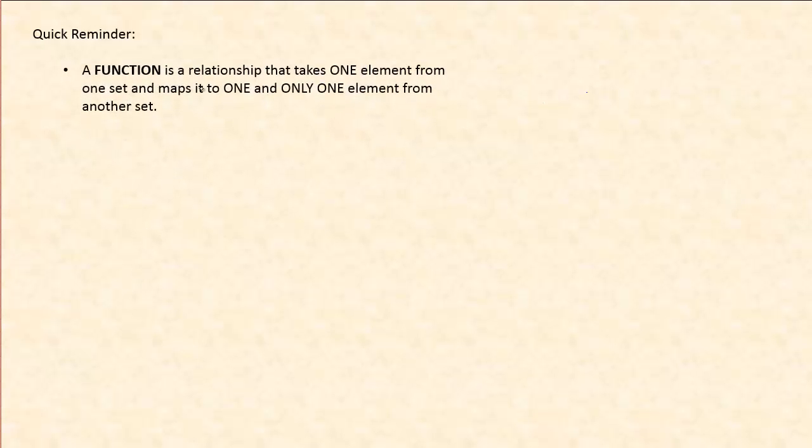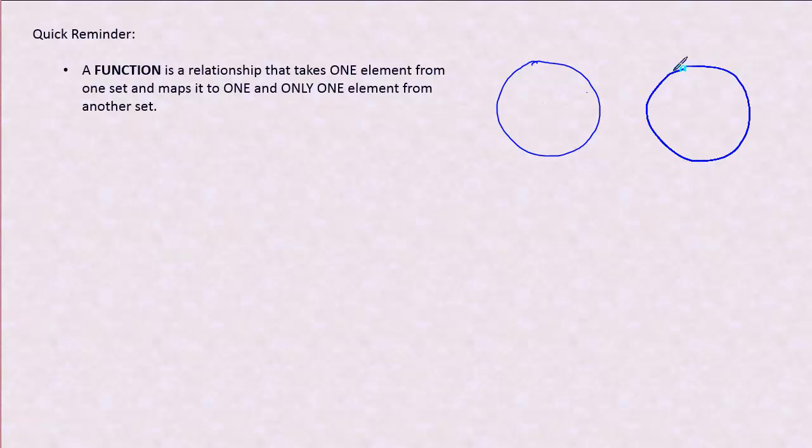Composite functions. So just a quick reminder about things we should know. A function is a relationship that takes one element from one set and maps it to one and only one element from another set. So if we say that these are two sets, if we have an element here, it can map to an element over here. What we can't have is this element mapping to another element over here. We can map to one and only one element.